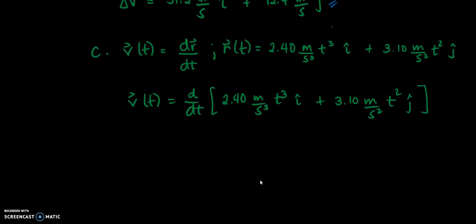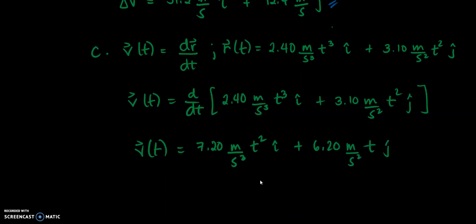Okay, so the derivative of that is again the derivative of 2.40 t cubed, which is 7.20 meters per second cubed t squared i hat, plus the derivative of 3.10 meters per second squared t squared, which is 6.20 meters per second squared t j hat.